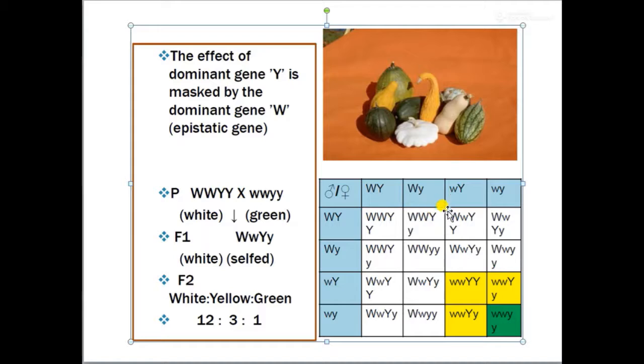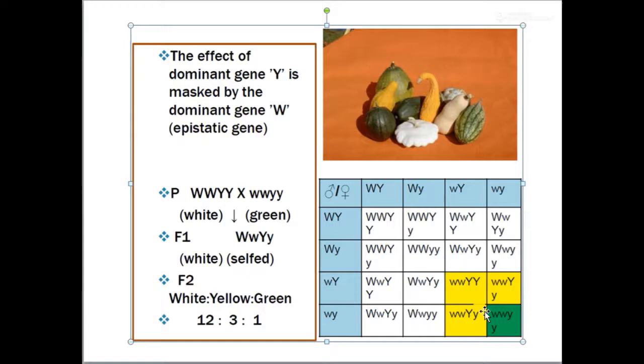Even if capital letter Y was present in some of these, because of the presence of a capital letter W, the effect of capital letter Y was inhibited. But if you look at the yellow fruits, you can see that they are all conditions in which the genotype lacked a capital letter W. That means the W gene was recessive there. Only in such conditions was the capital letter Y able to express itself.